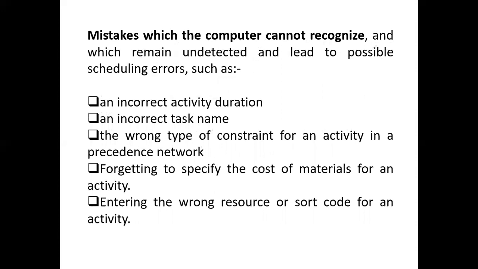Now, let's talk about mistakes a computer cannot tell, which are very difficult to detect. What are these? Like incorrect activity duration. For example, one particular activity is supposed to take 5 days, and then you type 6 days. The computer can't tell what you're thinking, so it will just follow what you give it as input, as long as it does not conflict with things we've discussed, like the format, the range, and other things. It won't tell. Incorrect name.